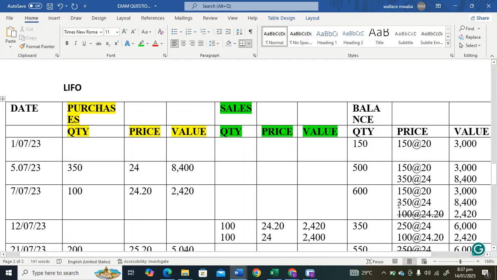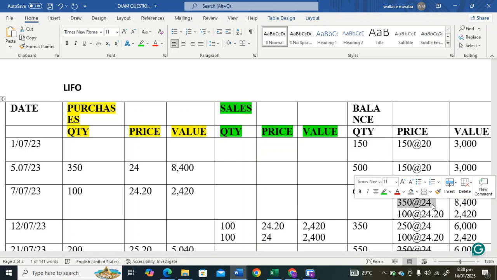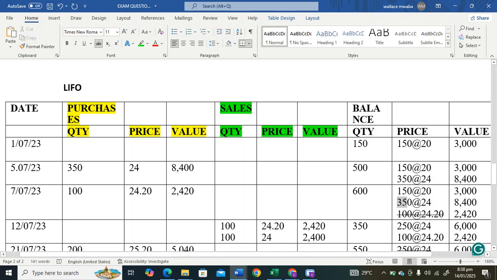Then the next batch is these 350 goods. Since we've sold 100, the remaining 150 goods will be removed from this 350 batch. So here we'll put 150 valued at 24 kwacha. So 150 times 24 kwacha, 3,600. Colleagues, any questions?